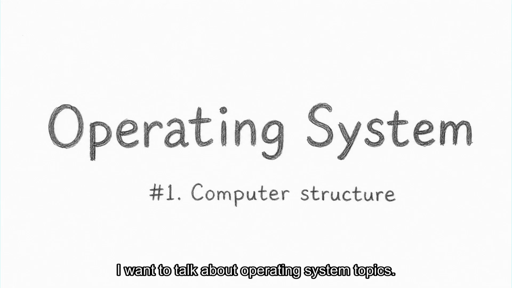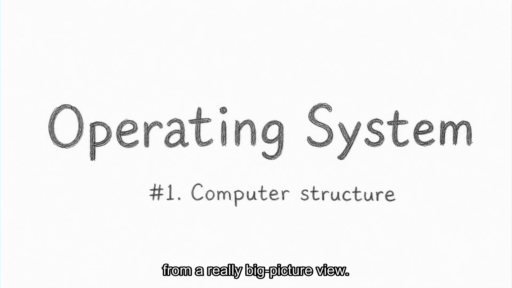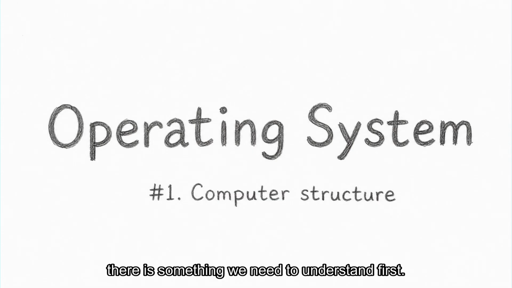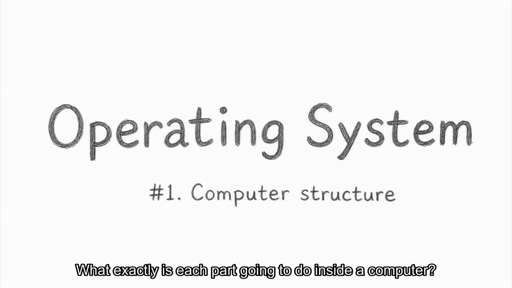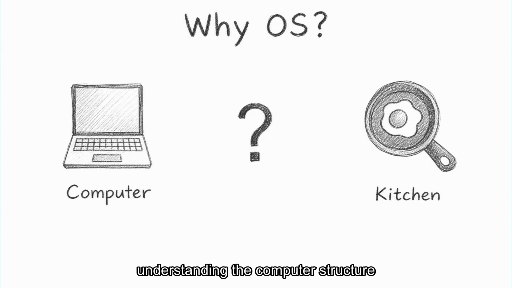Hello, I want to talk about operating system topics. So today, I'm going to organize the computer's overall structure from a really big picture view. To understand an operating system, there is something we need to understand first. What exactly is each part going to do inside a computer? I think understanding the computer structure makes me clearly understand why an operating system is necessary at all.